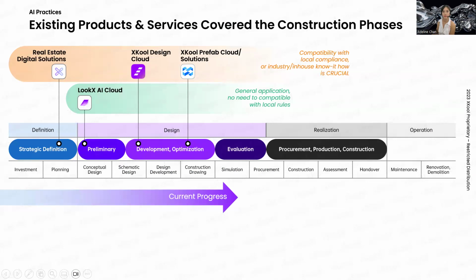A bit about what we are currently doing, or what our products are. We have 4 mature products now. LookX, which you guys, I imagine, are quite familiar with, is one of our own products in the to-C market. The rest are to-B, for design cloud, real estate, and also prefab.